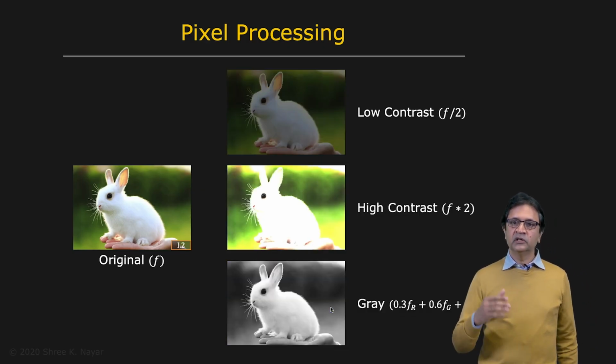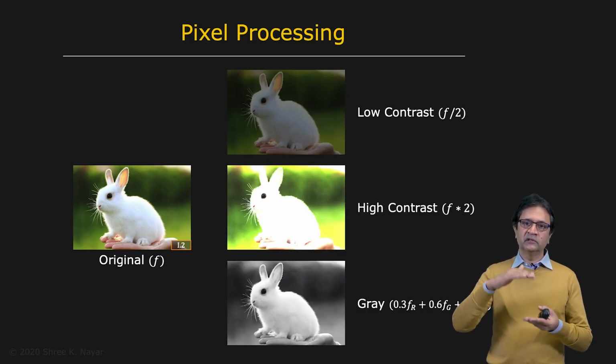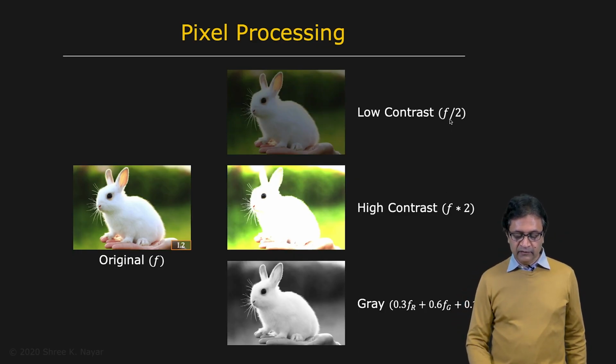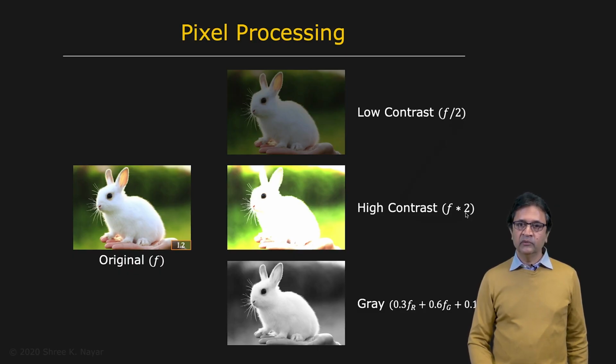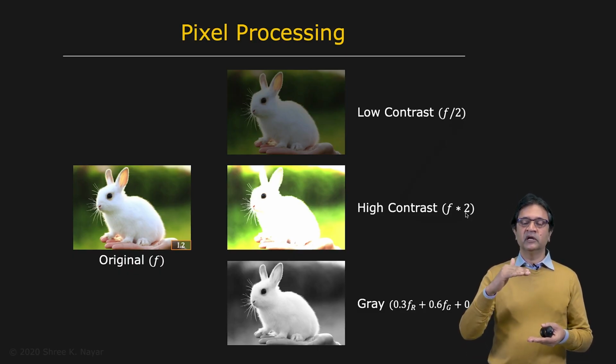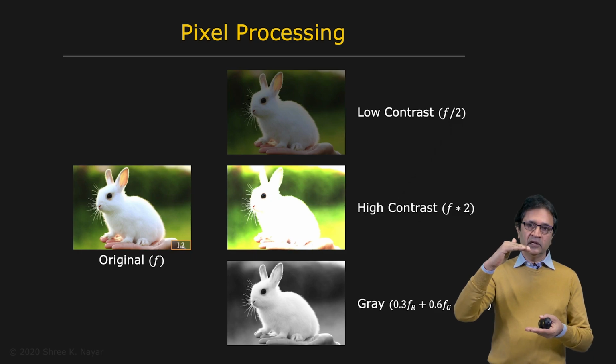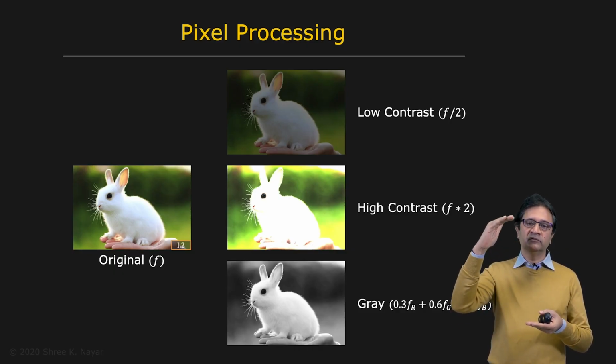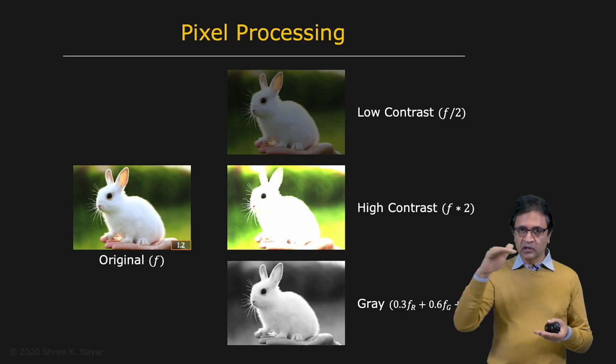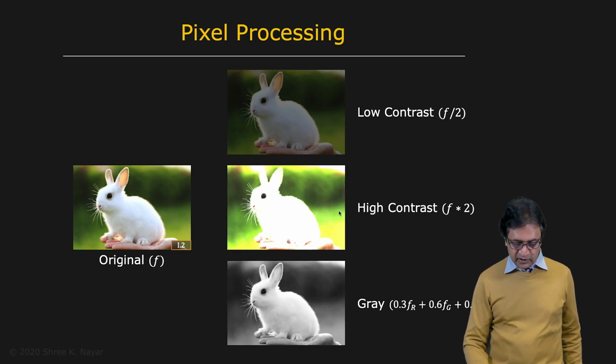Or you could lower the contrast of the image. You have a certain range of brightness values. You want to compress that down. You can simply divide f by 2, or you can increase the contrast, multiply f by 2. And when you increase the contrast, you have to remember that you can't go beyond the dynamic range of the image itself. If it's an 8-bit image, the maximum value is 255. When it goes above that value, you get what's called saturation. You clip at 255, and that's why you see part of the rabbit saturated right here.